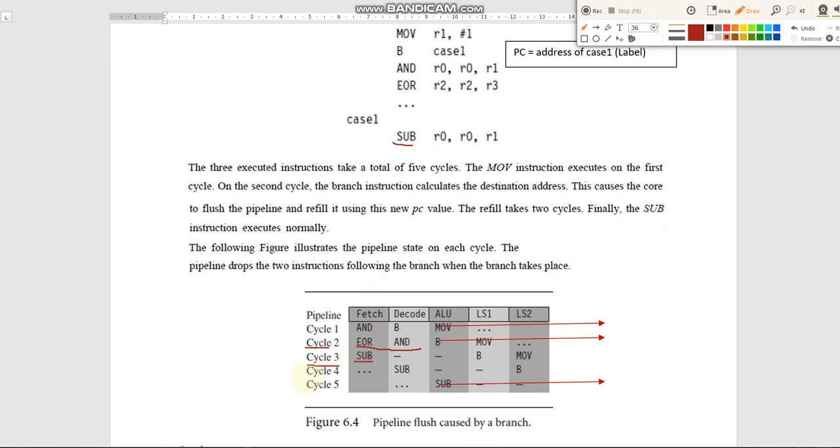At the beginning of cycle 4, the sub instruction enters into the decode phase, and in cycle 5, the sub instruction enters into the ALU phase. At the end of cycle 5, the execution of the sub instruction takes place by performing the subtraction R0 minus R1. The result is stored in the R0 register. So at the end of cycle 5, the execution of the sub instruction is completed. That is why, because of the pipeline flush caused by this branch instruction, the processor is taking 5 clock cycles for the execution of these instructions.